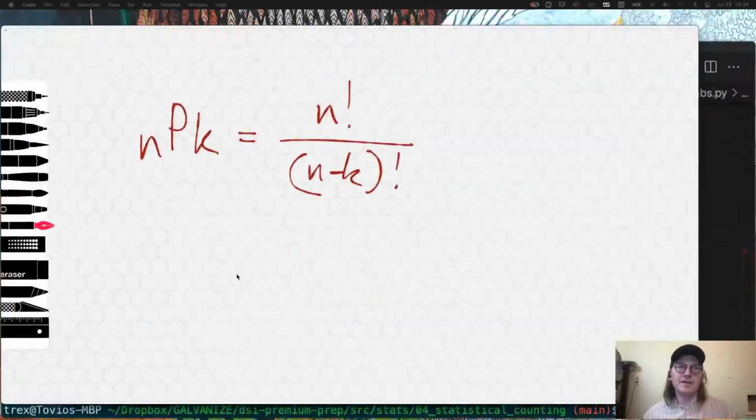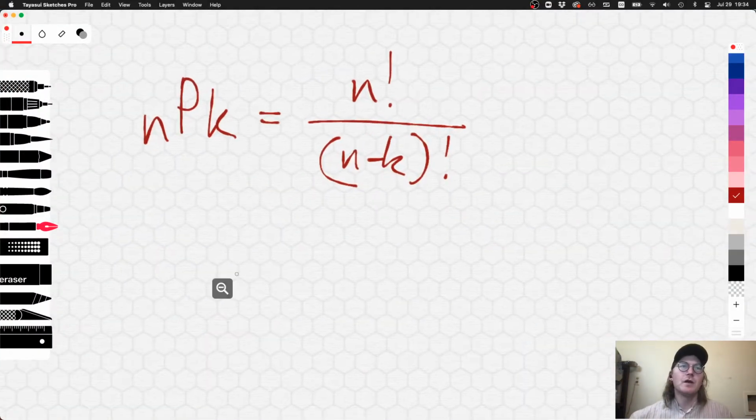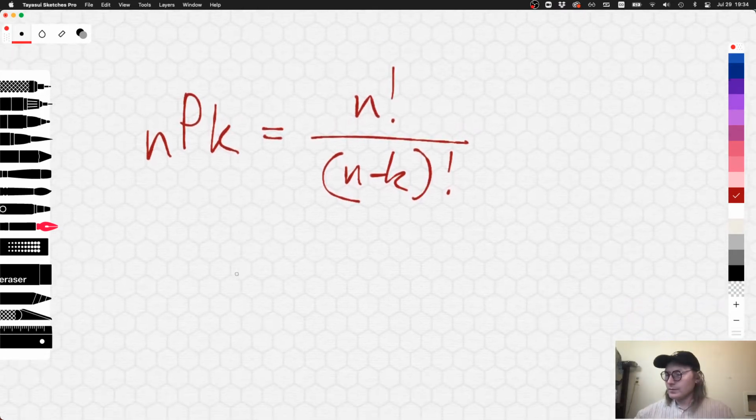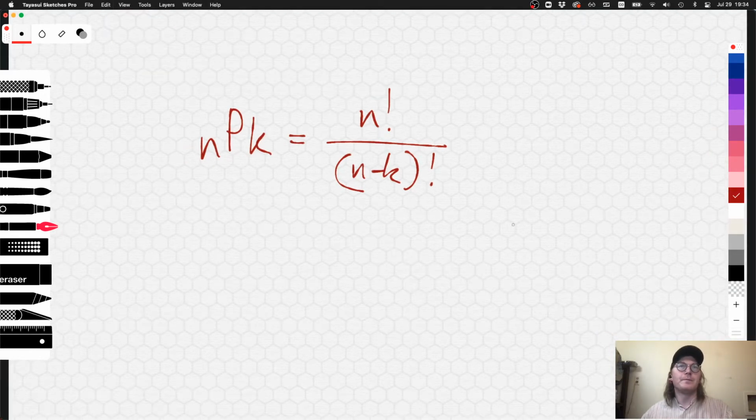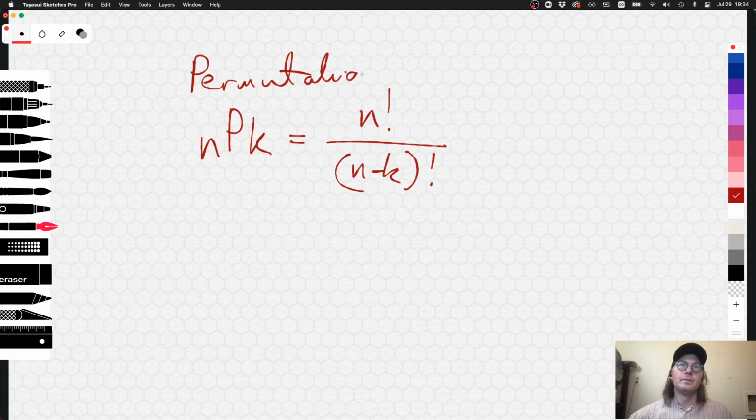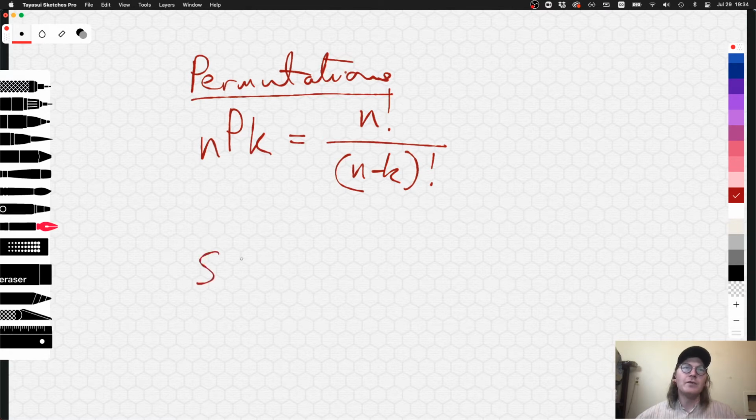The kind of thing I want you to take away from permutations. There's a couple things, and I'm just going to reiterate these. I think I mentioned these before. 5 permute 5 just equals 5 factorial, okay? Right? 5 permute 5 equals 5 factorial. We can demonstrate that. That's one thing I want you to take away.